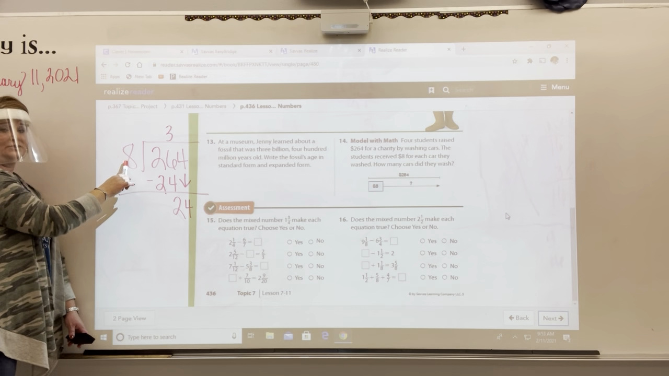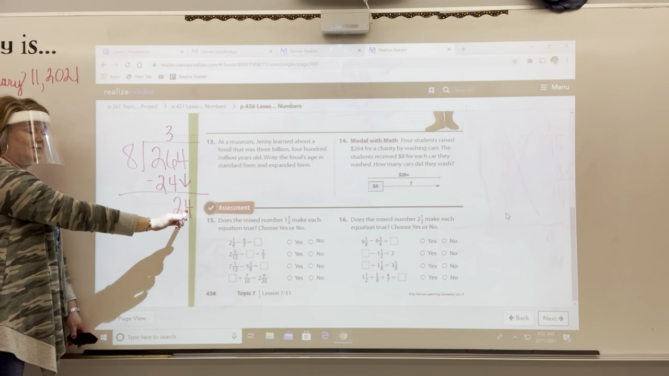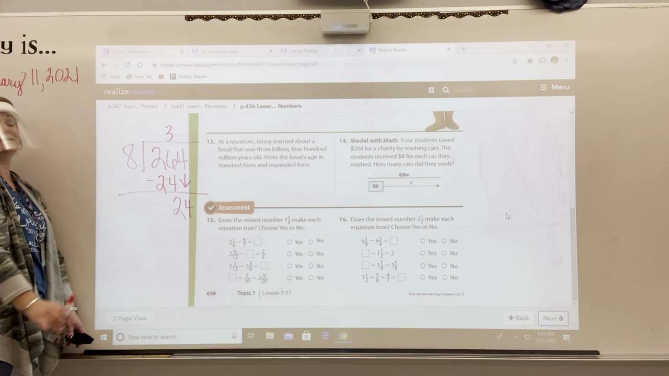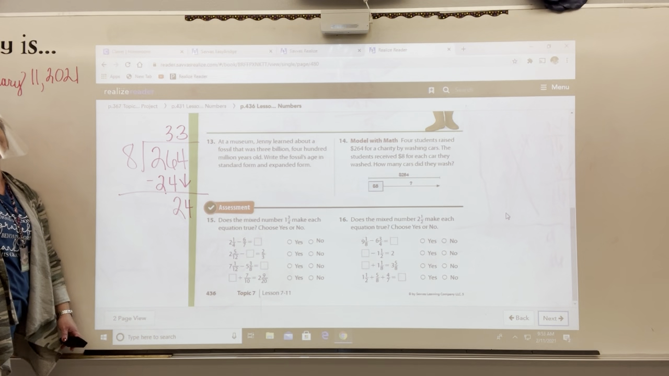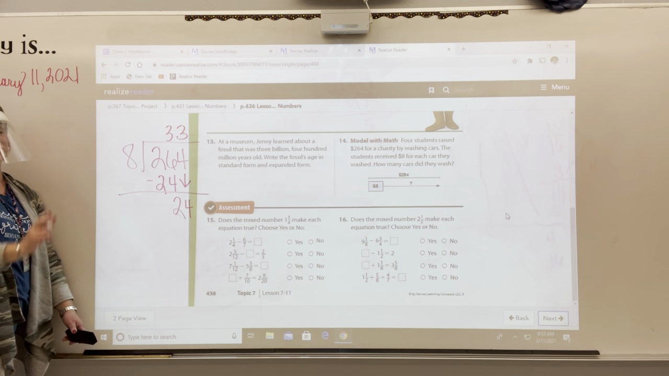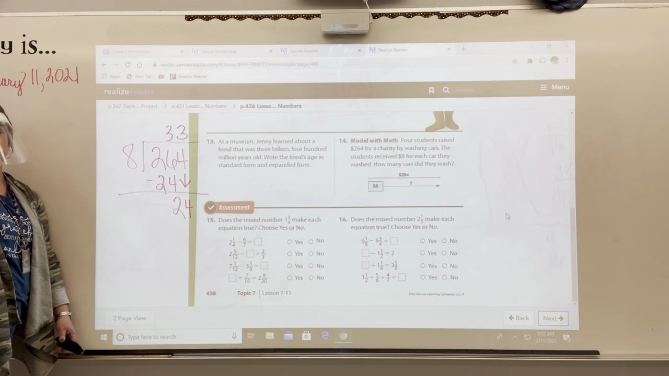So now we got to ask ourselves, is 8 times something going to dive into 24? Yes. How many times? 3 times. And it's not just 3, it's 3 times exactly, isn't it? So I'm done. There's your answer, 33 cars.